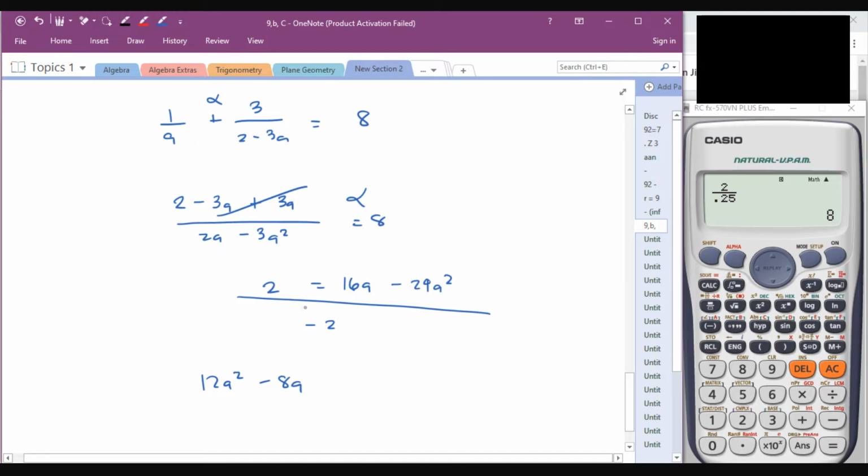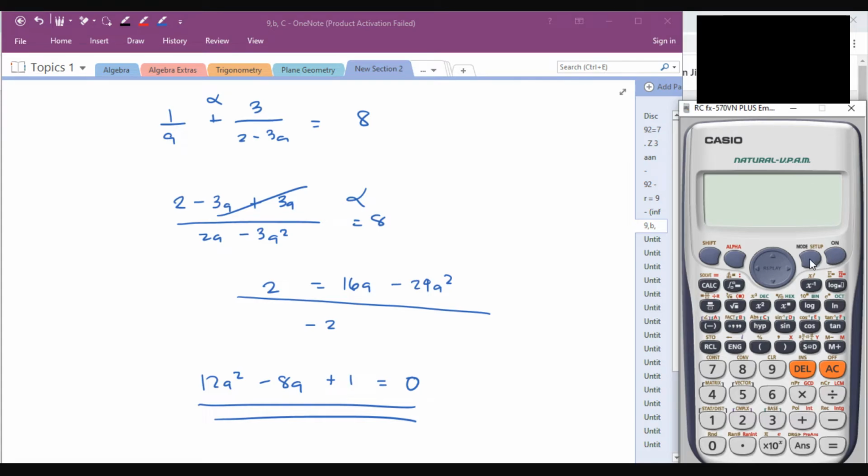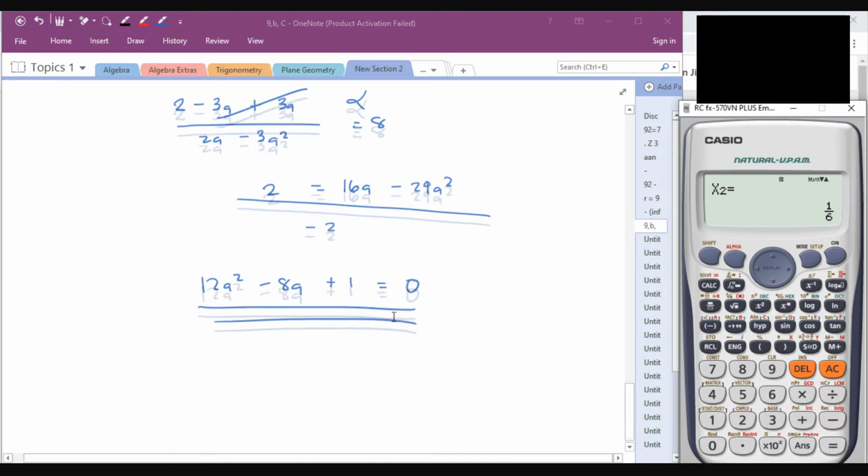Lipat natin dito yung 1. Okay? Magiging negative 2, magiging positive 1 plus 1 equal to 0. This is quadratic equation. In order for us to find yung value ni a, press na lang natin dito mode 5, 3. So that is 12, negative 8, and then 1. The value will be, x is 1/6.